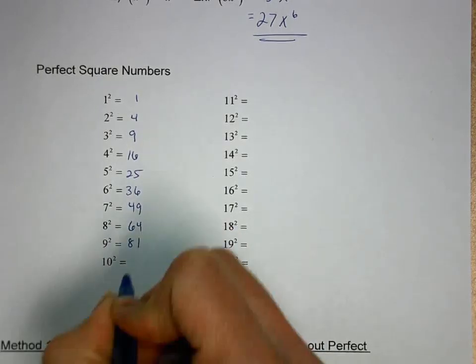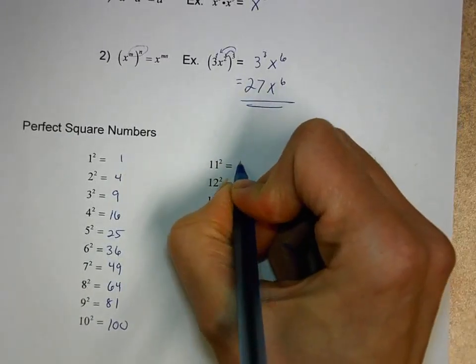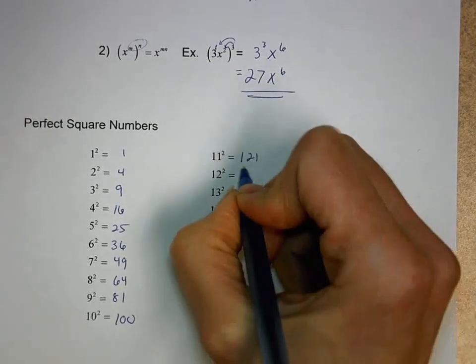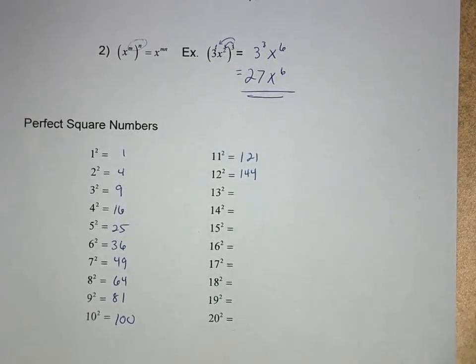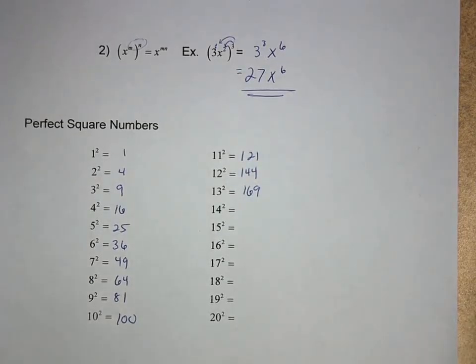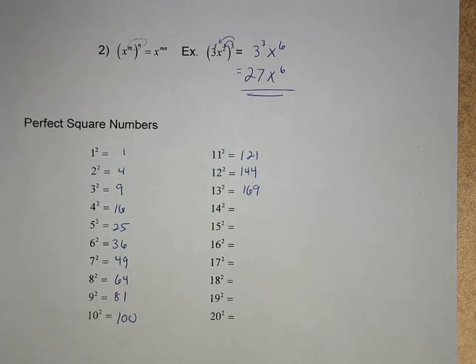You got 9 squared's 81, 100. 11 squared's what? 121. 12 squared? 144. Now this is when people start getting sketchy. 13 squared's what? 169. Yep, 169. And if you know 13 squared, you already know 14 squared. Because the only difference between the two is 6 and 9 switch spots.